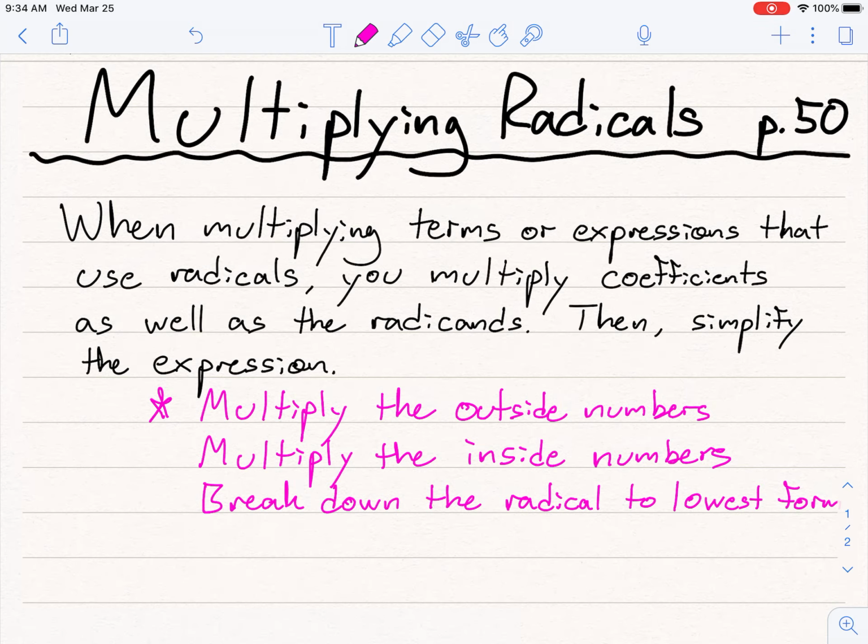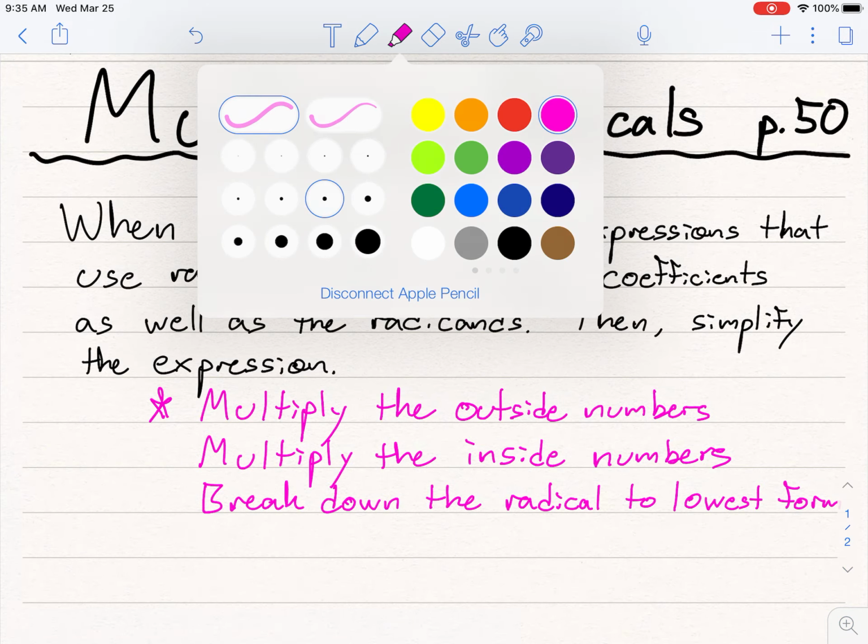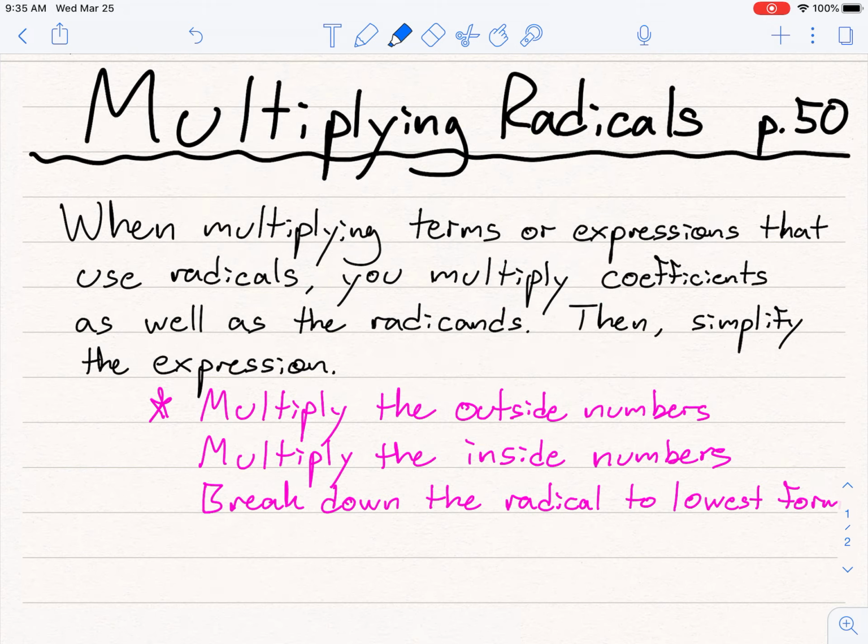Now, the reason that I'm using simpler terms like outside, inside versus coefficients and radicands, sometimes just visually it's easier to see what I'm talking about. So when I'm talking about coefficients, that's the outside numbers, right? Those are all the numbers that usually are represented in front of our radicals. And when I'm talking about the radicands, that's all of our inside stuff. So it could be a number, it could be a number and a variable. Knowing that vocabulary is important. So your coefficients are on the outside and your radicands are on the inside.